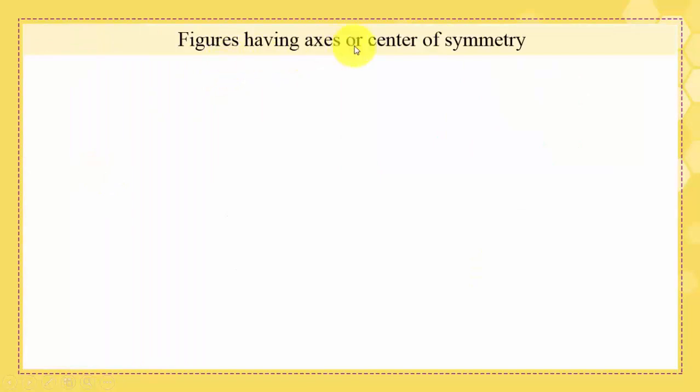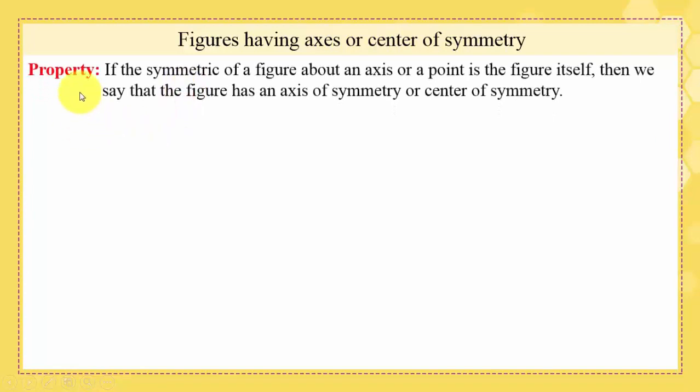Figures having an axis or center of symmetry. Property: if the symmetric of a figure about an axis or a point is the figure itself, then we say that the figure has an axis of symmetry or center of symmetry.